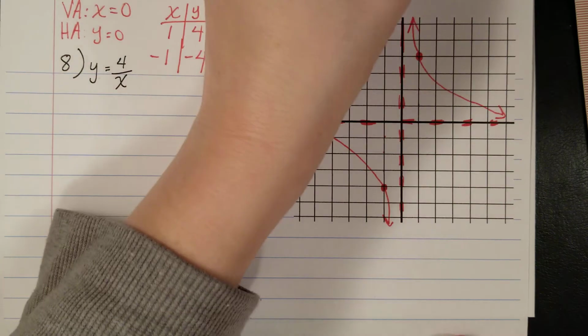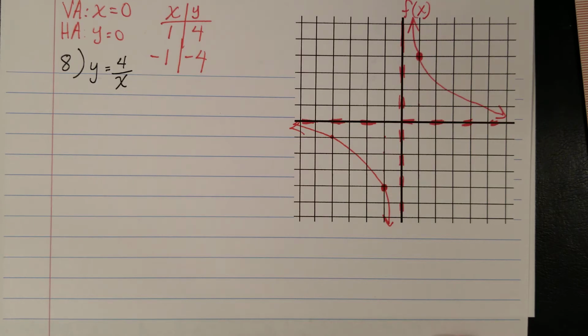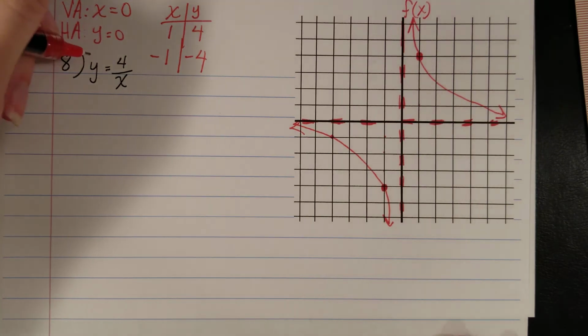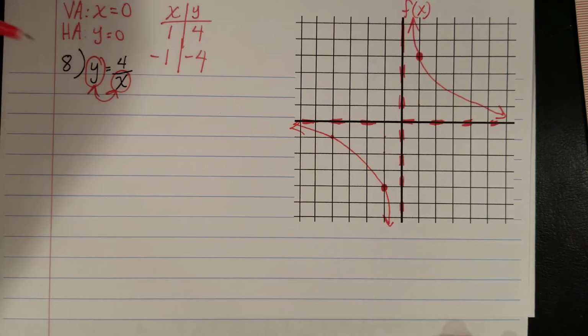Alright, so there's our graph of f of x. Now we can see that it is 1-to-1, so it does have an inverse. So we've got that graph already out of the way now. And I'm going to go ahead and switch the x and the y so I can calculate the inverse.